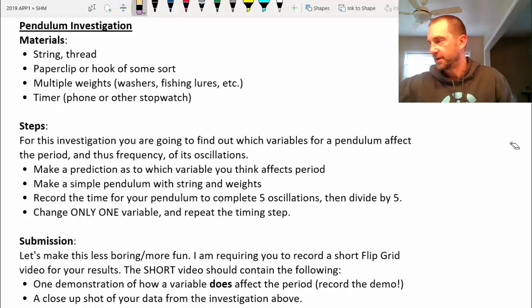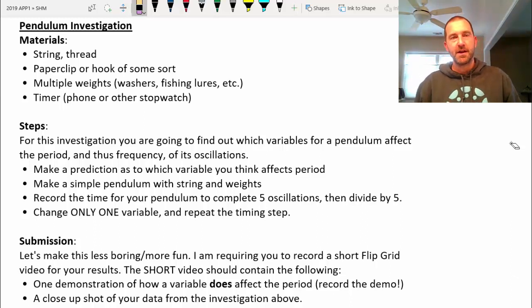It happens to be dark blue. I got some red over here as well. Had to raid the sewing equipment. Paperclip, standard paperclip's fine, but any sort of small hook that you can put things on and take things off would be all right. And multiple weights.